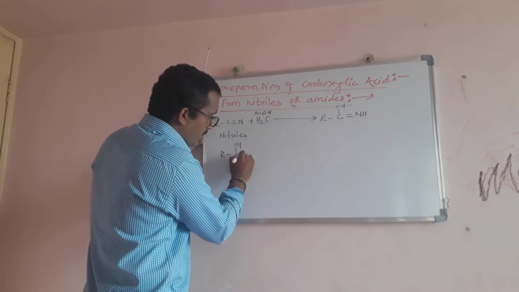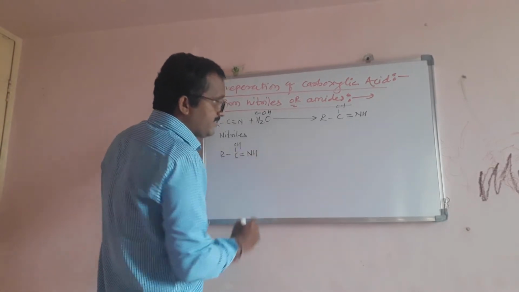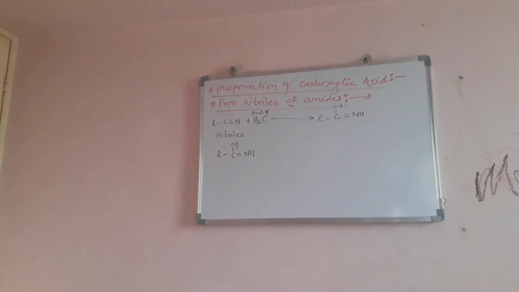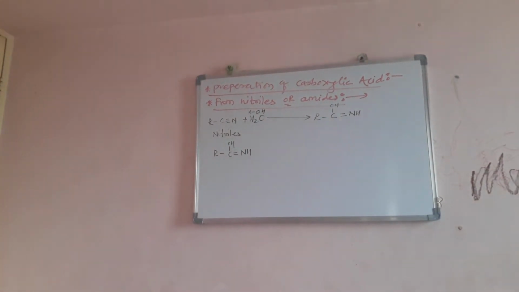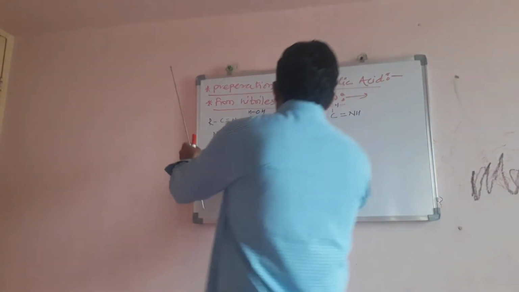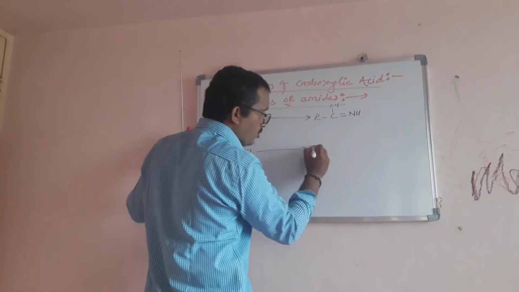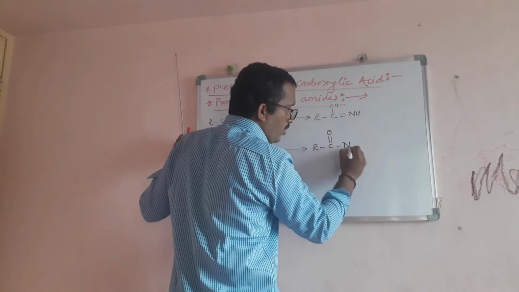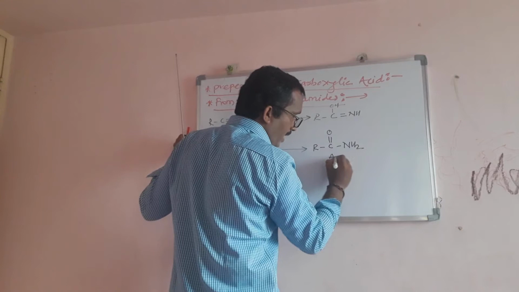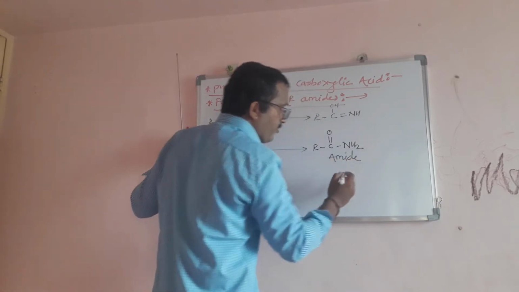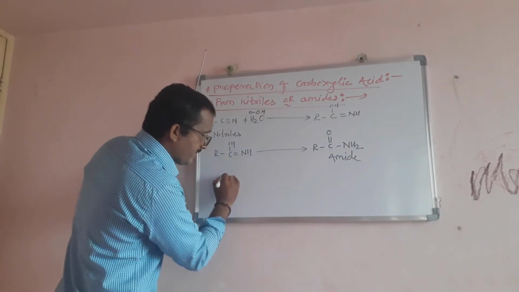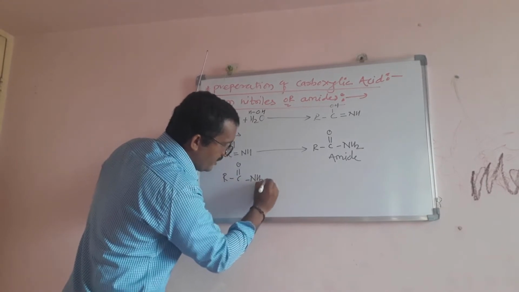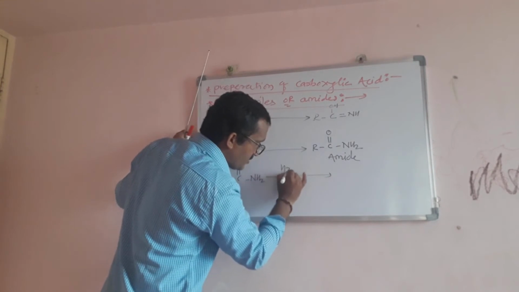RCOH double bond NH. This is the imide, which on acid hydrolysis is converted to RC double bond O NH2. This is the amide, and this amide is further hydrolyzed by acid hydrolysis, that is RC double bond O NH2 in the presence of H3O plus.